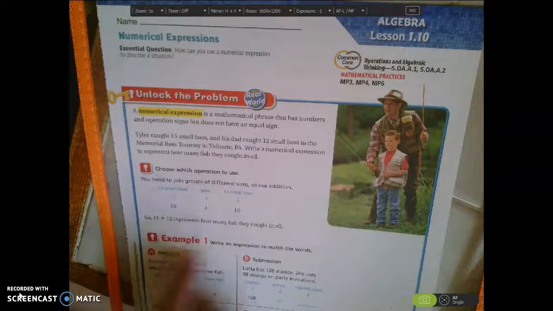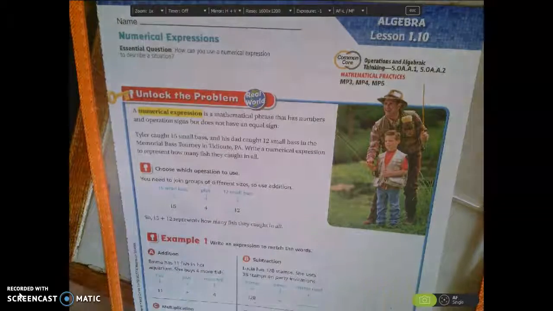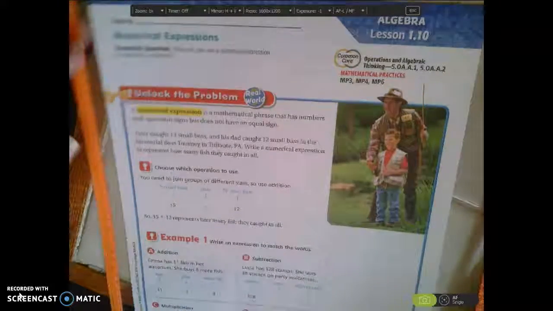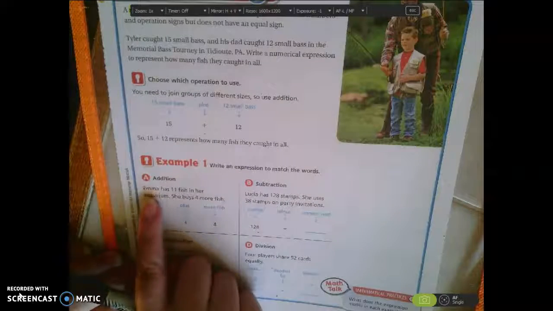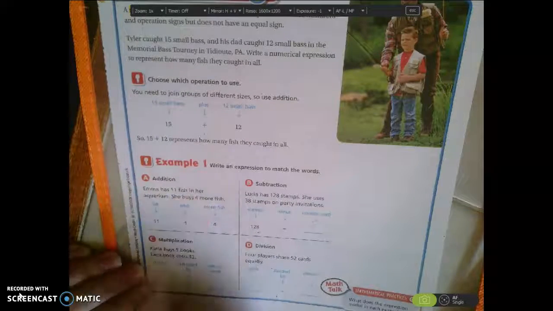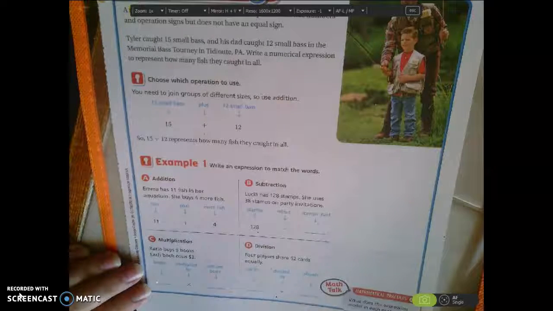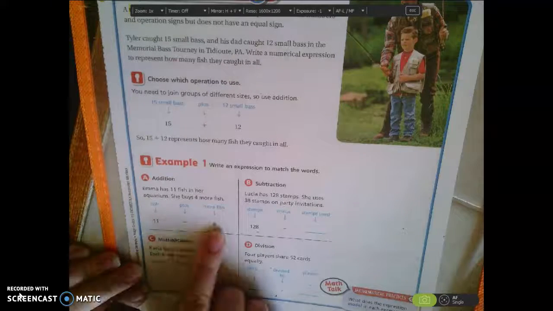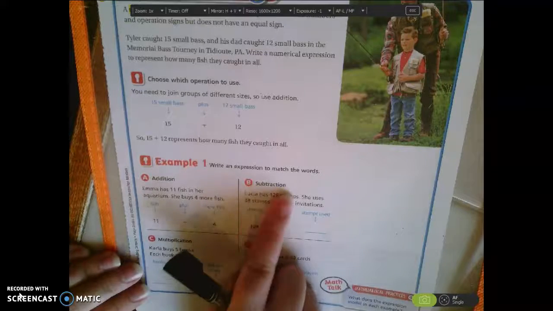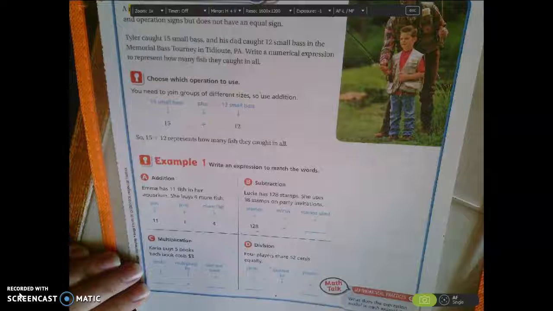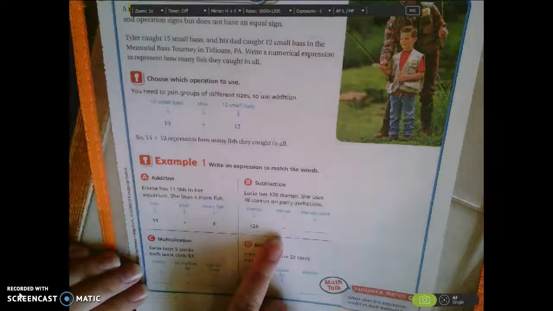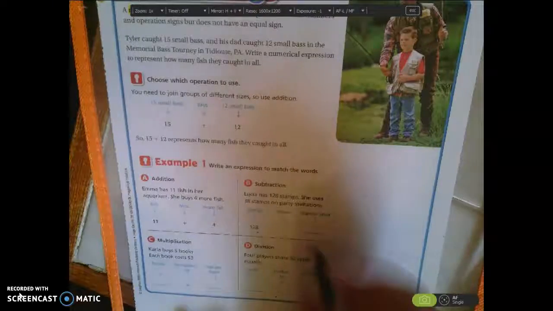So here it says example 1, write an expression to match the words. So for the first one, it says addition. Emma has 11 fish in her aquarium. She buys 4 more fish. So 11 plus 4. Here, this is a subtraction problem. So Lucia has 128 stamps. She uses 38 stamps on party invitations. So 128 minus 38.